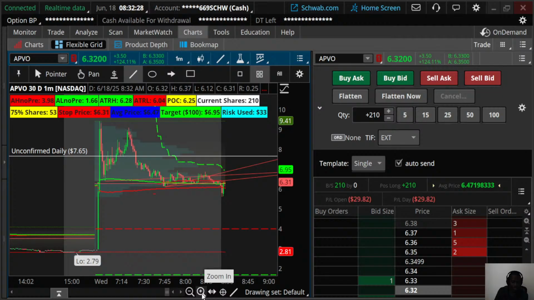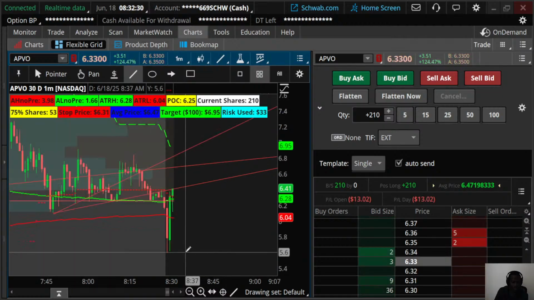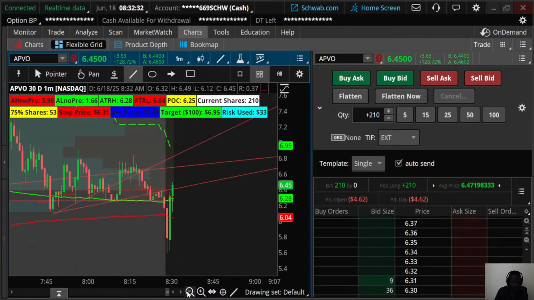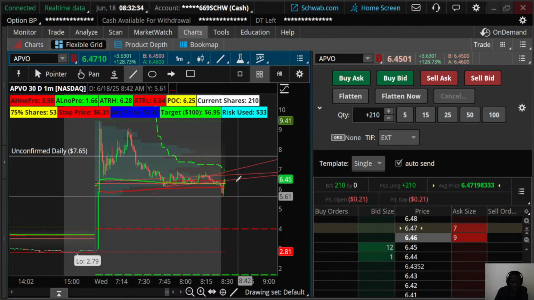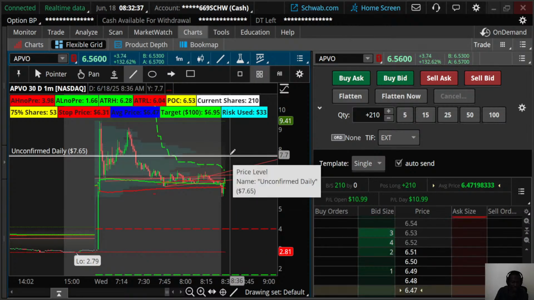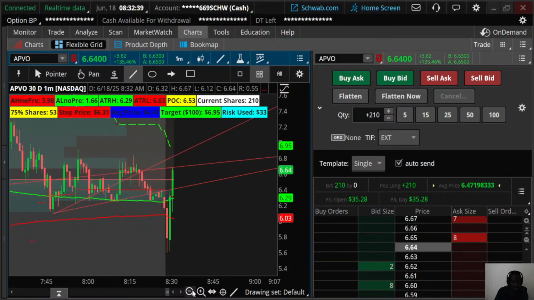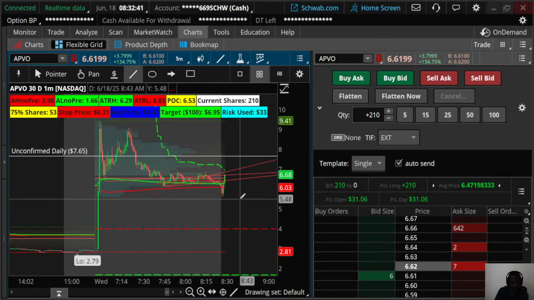A lot of volume coming in here. No continuation yet. There we go. I really think it can get back up here to 772s as a fall point. Okay.